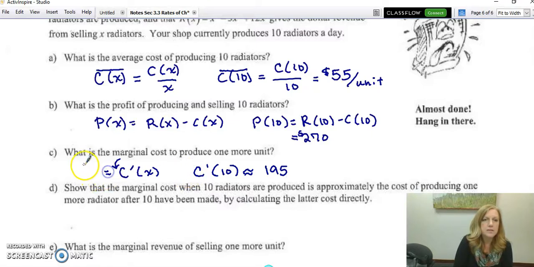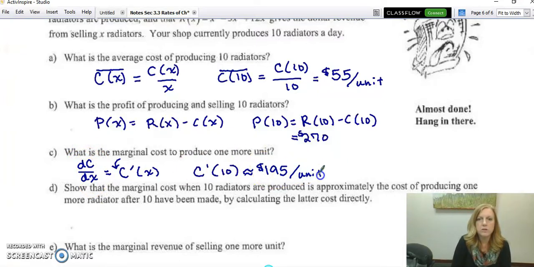And in terms of our units, what are the units of this? Remember that this is the derivative of the cost with respect to x. So we're going to have dollars per unit. Dollars per unit is going to be the units of the marginal cost. So if we were to produce one more radiator, we would predict that we would make around $195. That would be the cost, not what we make. That would be what it would cost us to make that one more radiator, another $195.